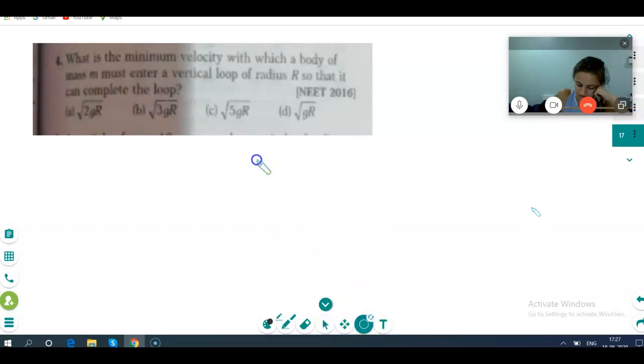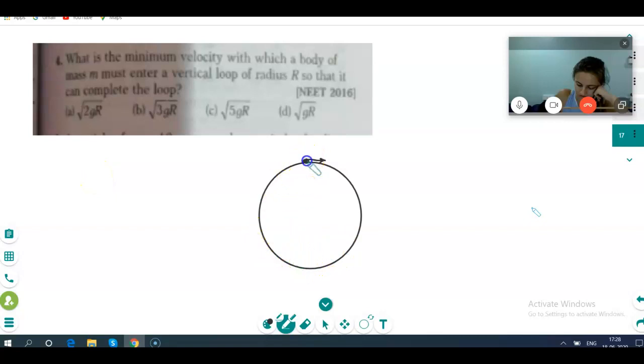See, first things, loop means what? Suppose the velocity is given, meaning the minimum velocity. What is the minimum velocity with which a body of mass m must enter a vertical loop of radius r so that it can complete the loop? Am I right?